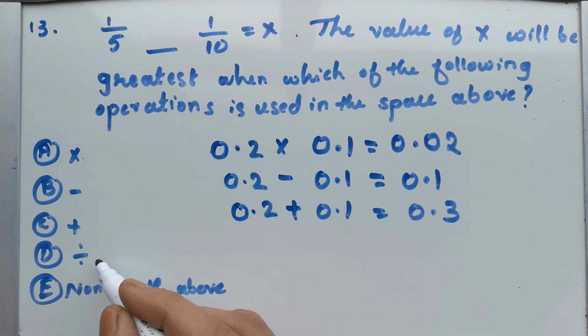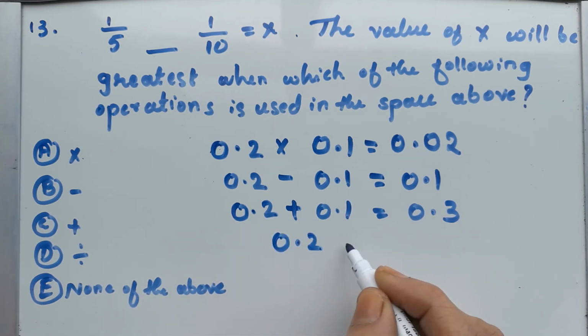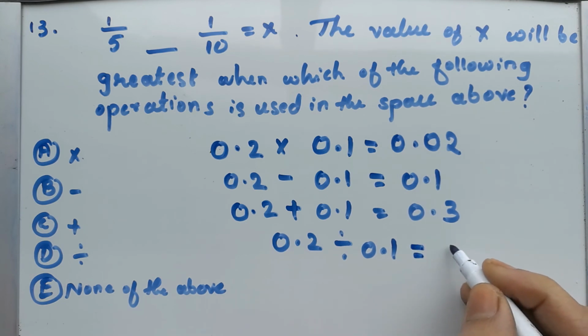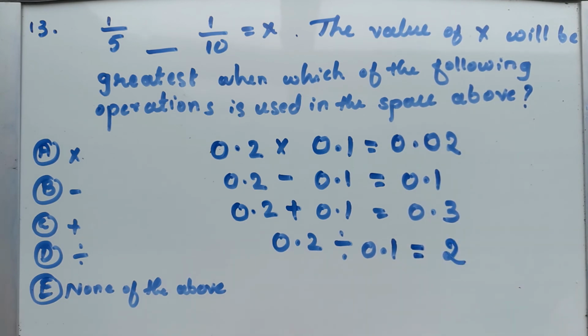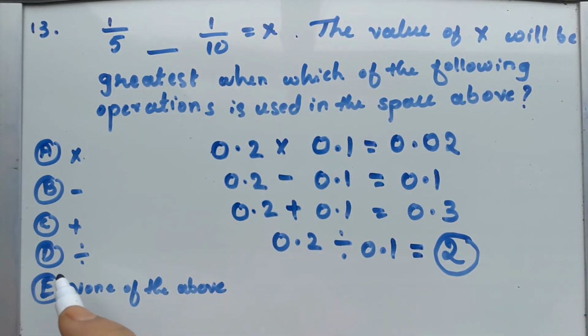Let's divide. The next operation is division. 0.2 divided by 0.1, you will get 2. So now you can find which is the greatest number: 2. So the value of x will be greatest when we use division. So the answer is D.